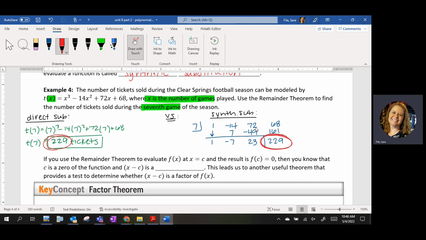This was easier to do in my head. I did this in a calculator, right? If you have a calculator, sure, direct substitution may be just as quick or quicker. But I just wanted to show you that with synthetic substitution, synthetic division, the remainder is your output. If you input your c into the function, the remainder is the output. That's the whole point of the remainder theorem, is to understand that that's what it represents.